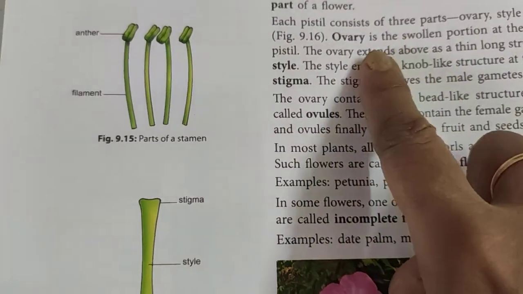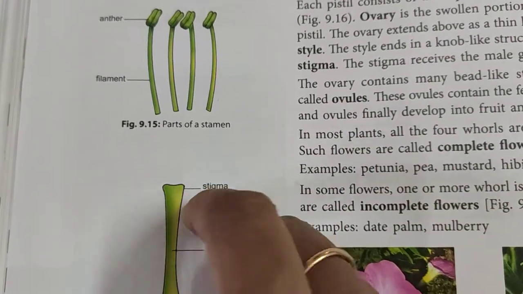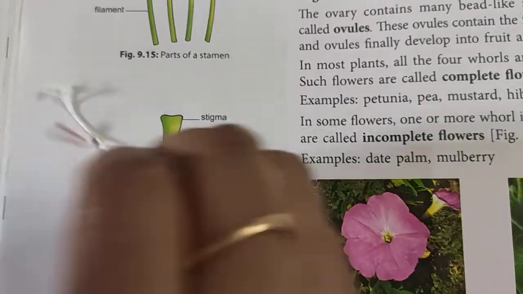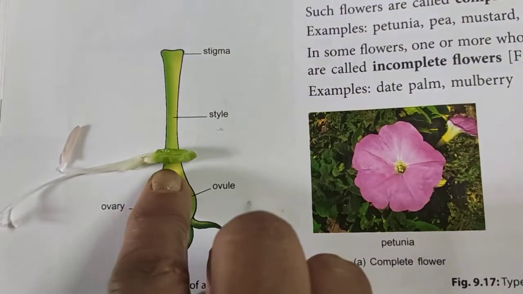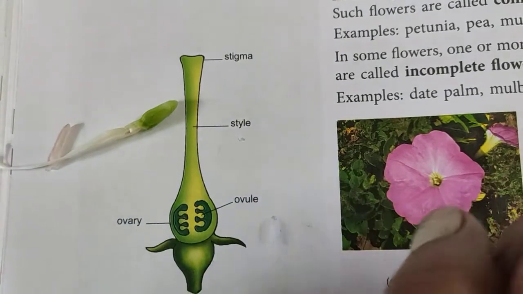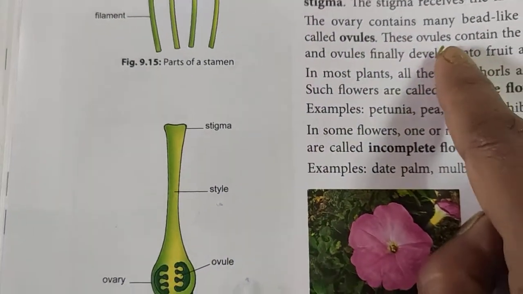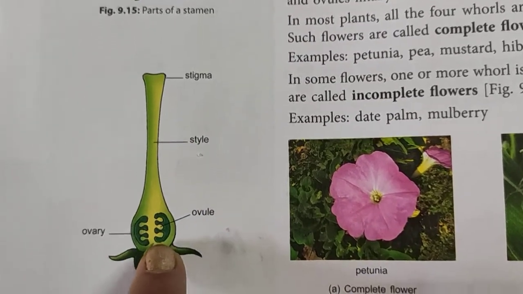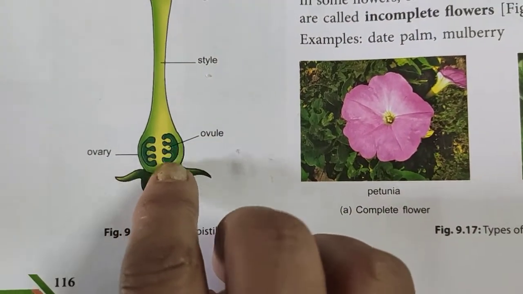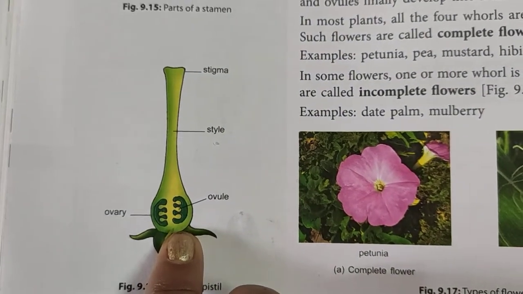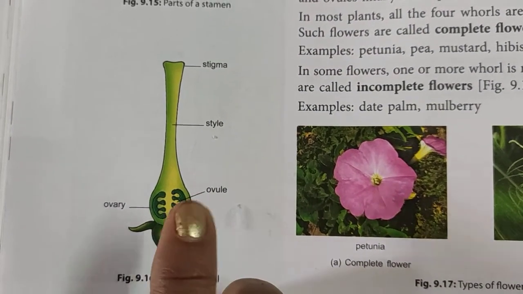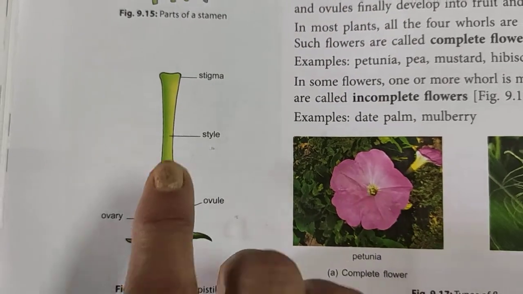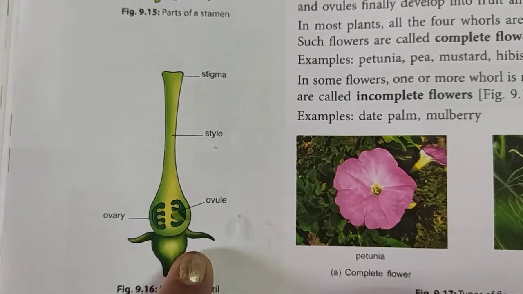Each pistil consists of these parts, and the ovary is a swollen portion. Ovary is always a swollen portion. See here also it's a swollen portion. Swollen portion means it has become fat, and it contains bead-like structures called ovules. You can see the small bead-like structures are there. These are known as ovules. These ovules contain the female gamete, and the ovary and the ovules finally develop into fruits and seeds respectively.